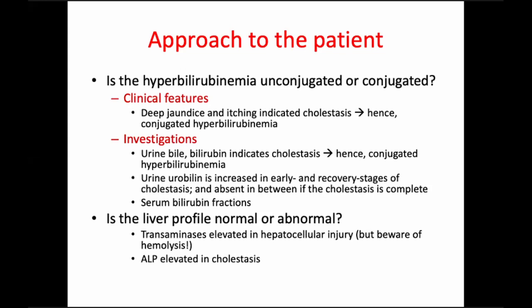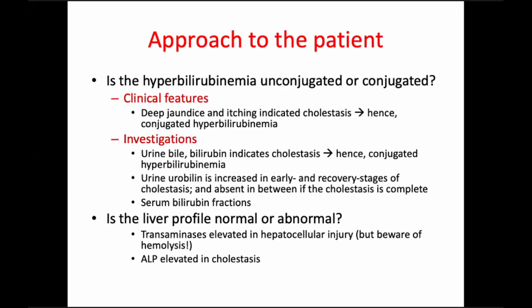So you can do that using clinical features as well as investigations. With regard to clinical features, if the patient is having deep jaundice and itching, that indicates cholestasis, and therefore it is conjugated. On the contrary, unconjugated bilirubin is not deep jaundice, it is mild to moderate jaundice, and there is no cholestasis. Therefore, there is no itching.